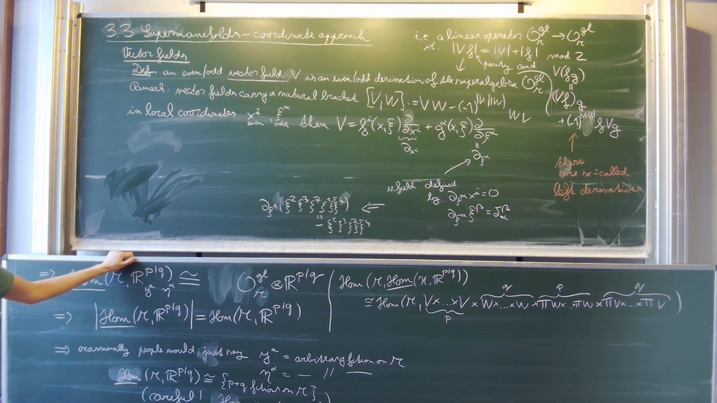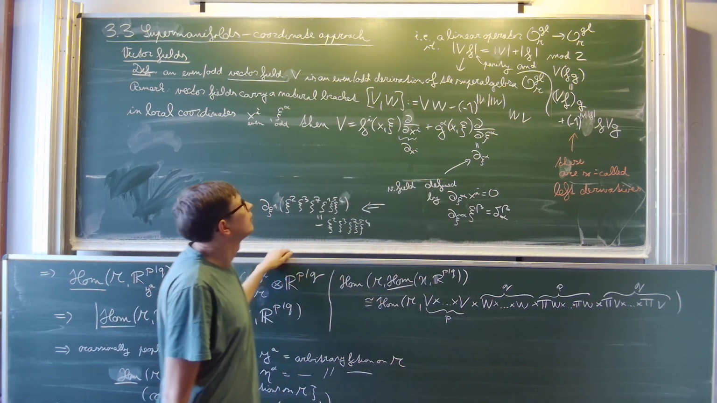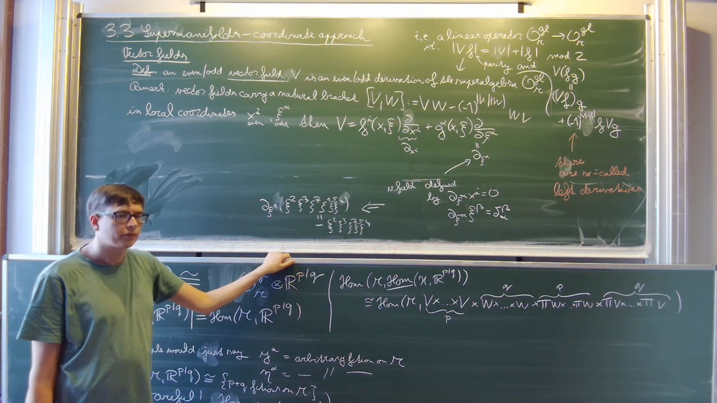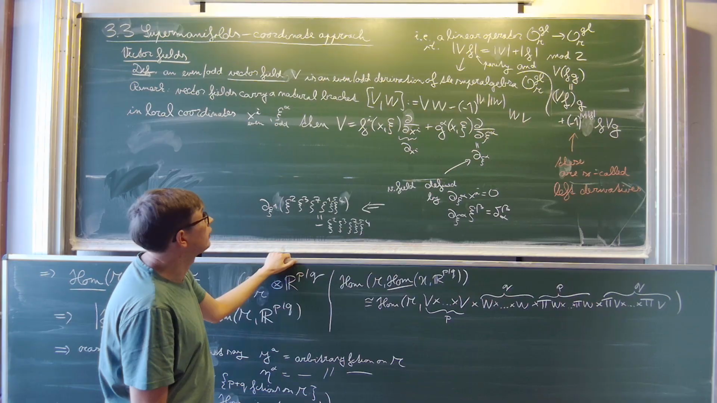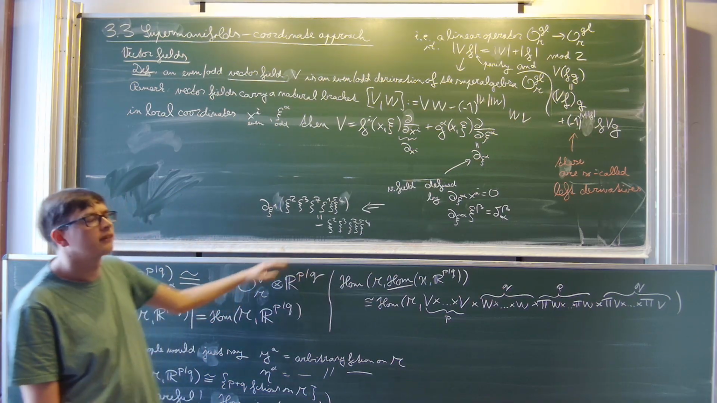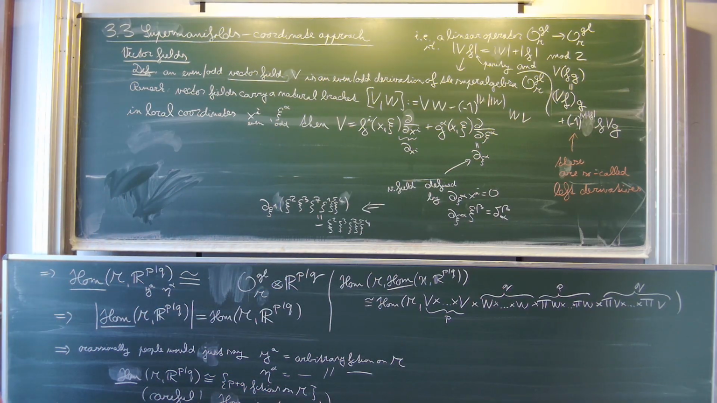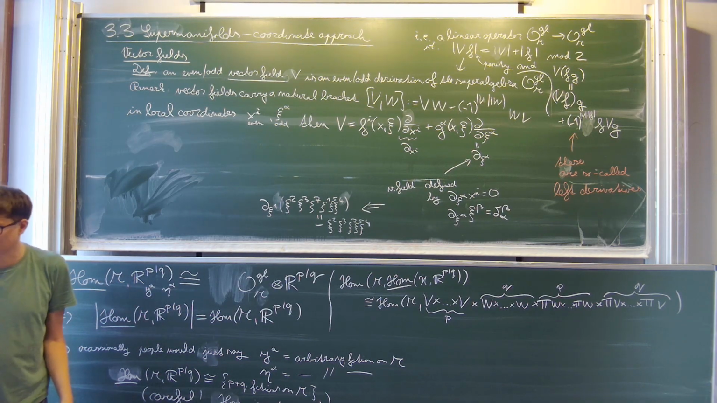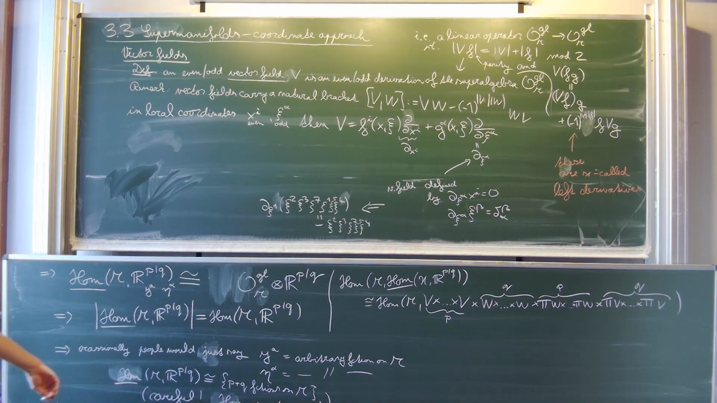You can say that this vector field is even if f is even and g is odd, and the other way around. Yes. Right. Okay. Is it good? Thanks. Perfect.